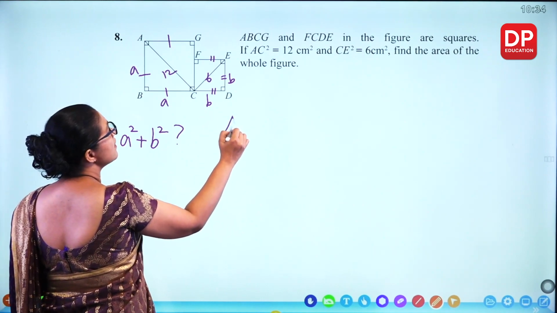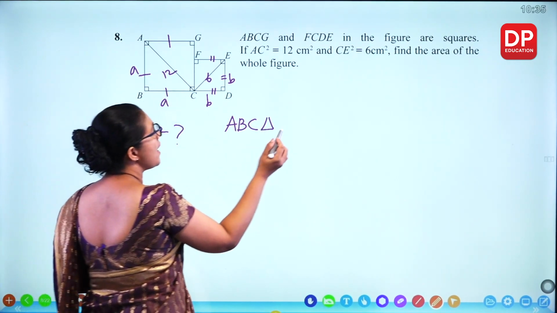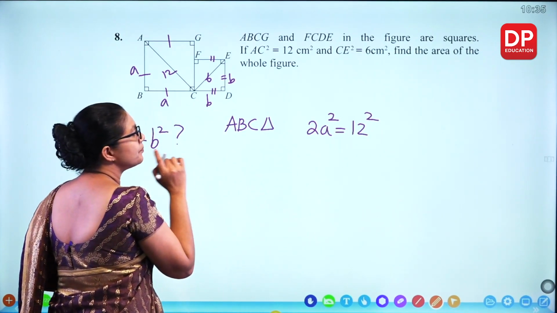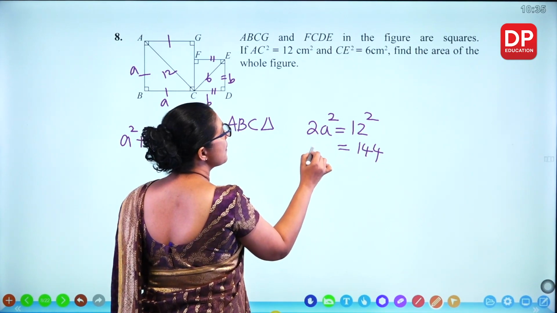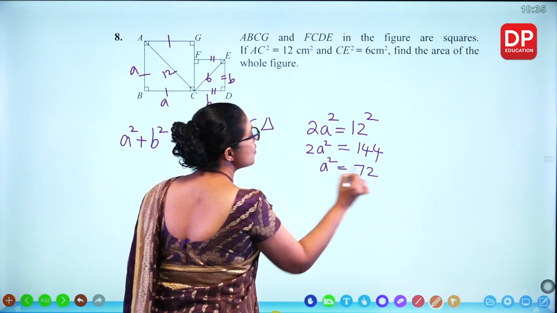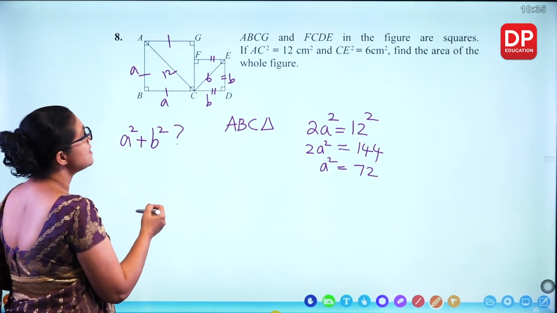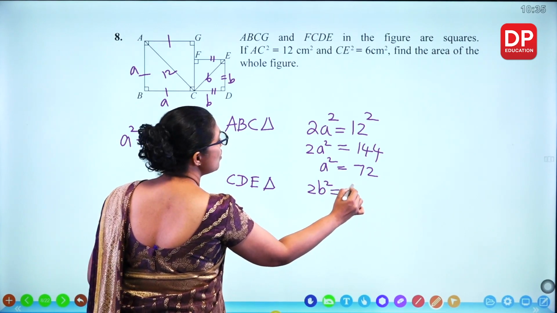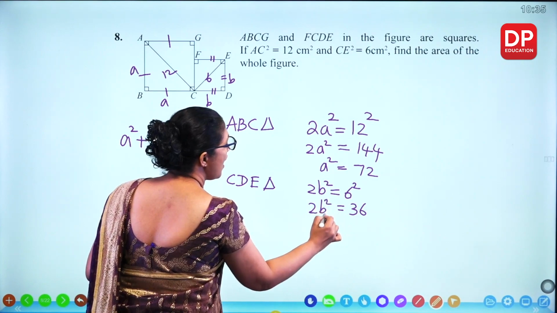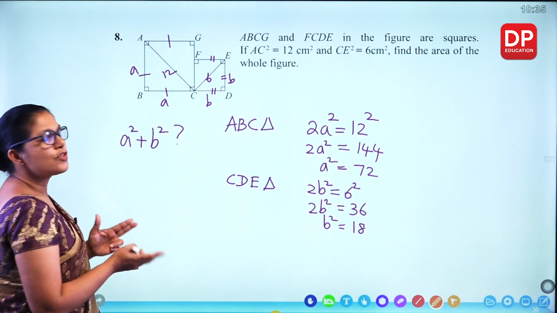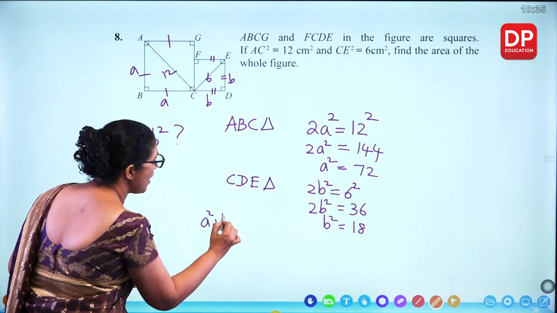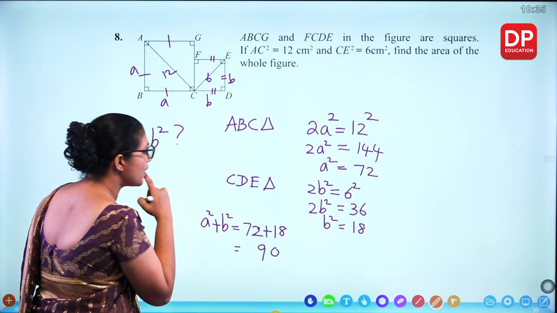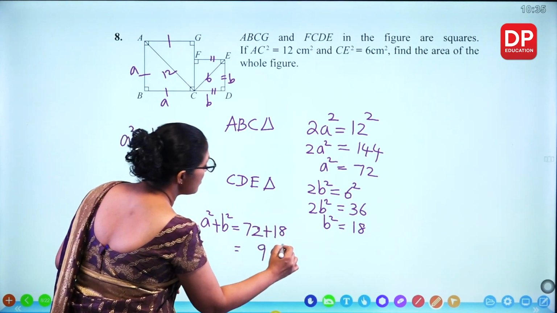When you take ABC triangle, we can use Pythagoras theorem. A squared plus A squared, 2A squared is 12 squared, 144. 2A squared, divide by 2, you get 72. Look at the next triangle, CDE. B squared plus B squared, 2B squared is equal to 6 squared. That's 36. So divide by 2, you get B squared, 18. Now just add these two. So we need A squared plus B squared, 72 plus 18. You get 90 square centimeters.